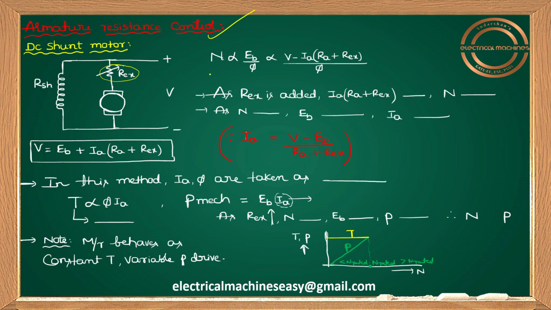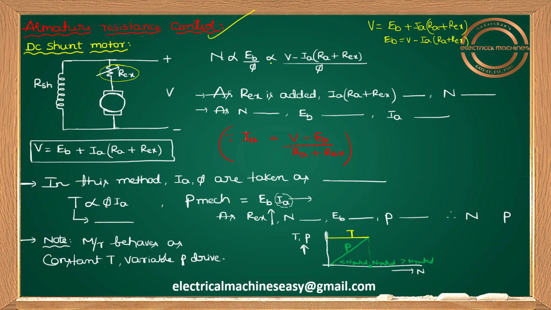You know N is proportional to EB by phi. In a DC shunt motor, generally V equals EB plus IA RA, if there is no extra resistance in series with the armature. Suppose I add extra resistance in series with the armature, in addition to this RA, you'll get REX also here. From this, I can write EB equals V minus IA into (RA plus REX).